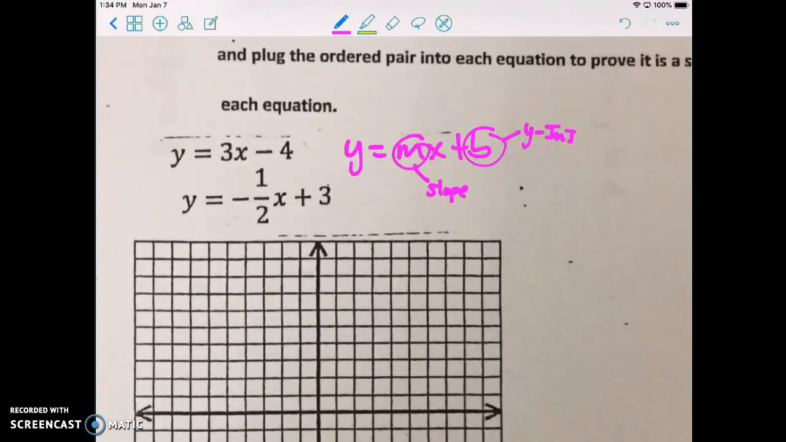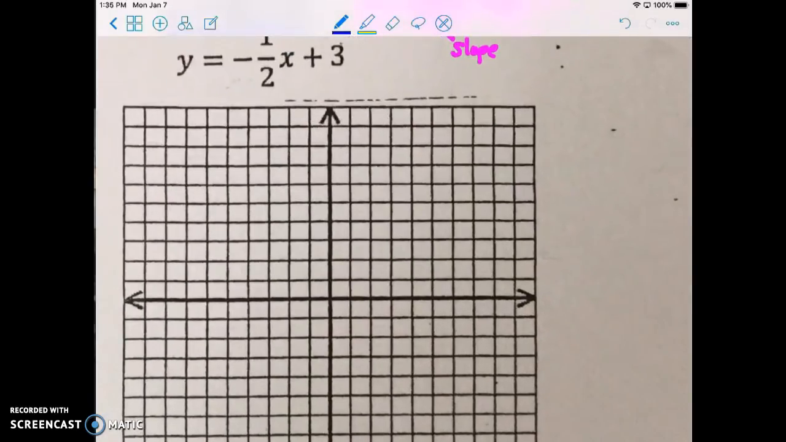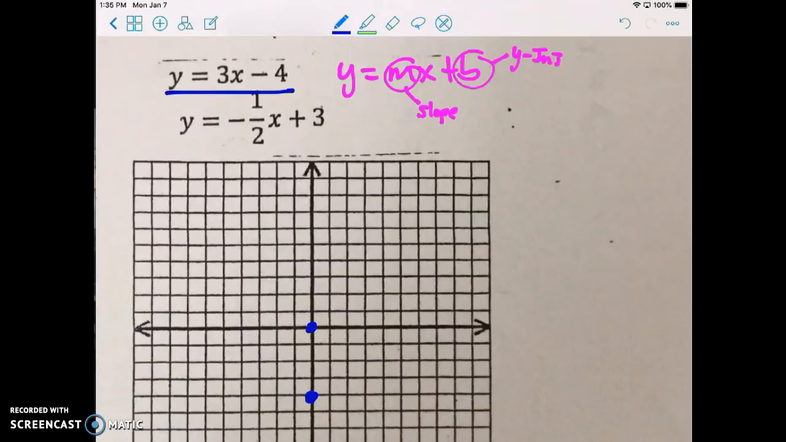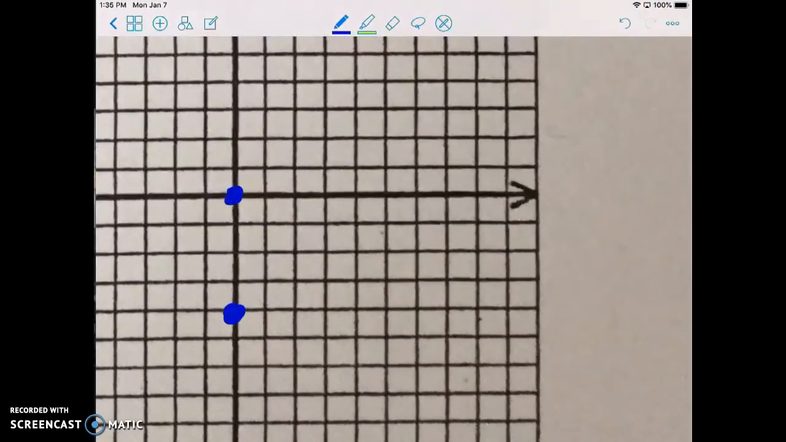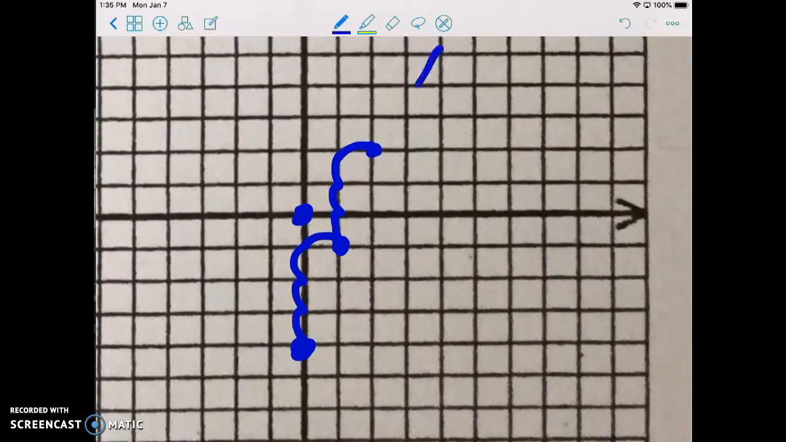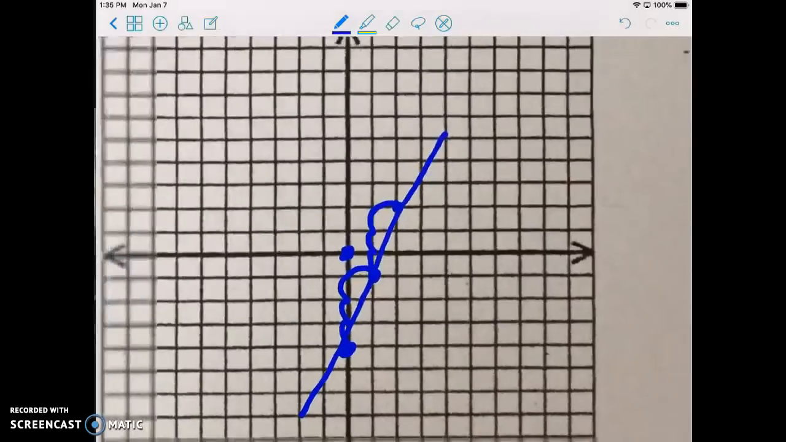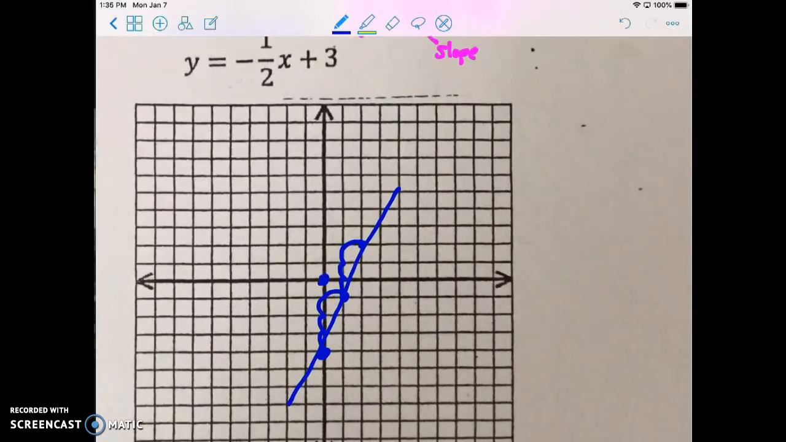If we start with the first equation, we're going to graph that one in blue. The y-intercept is at -4. This is 0, so I'm going to start at -4: 1, 2, 3, 4. There's my first point, and recall that then I'm going to use the slope. The slope is 3, so I'm going up 3 and over 1 to graph the next point, and again up 3 and over 1. Then I'm going to graph this as best I can. Now that I've done that, I'm going to do the same for the next line.